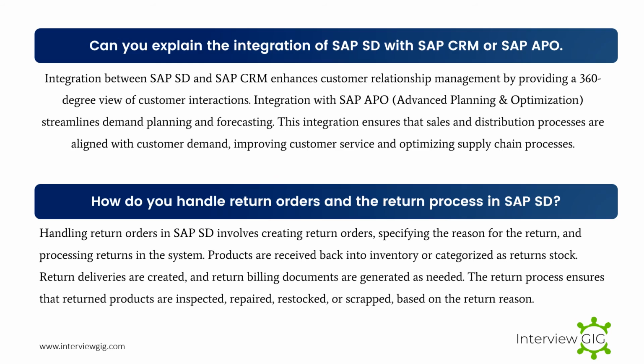How do you handle return orders and the return process in SAP SD? Handling return orders in SAP SD involves creating return orders, specifying the reason for the return, and processing returns in the system. Products are received back into inventory or categorized as return stock. Return deliveries are created, and return billing documents are generated as needed. The return process ensures that returned products are inspected, repaired, restocked, or scrapped based on the return reason.